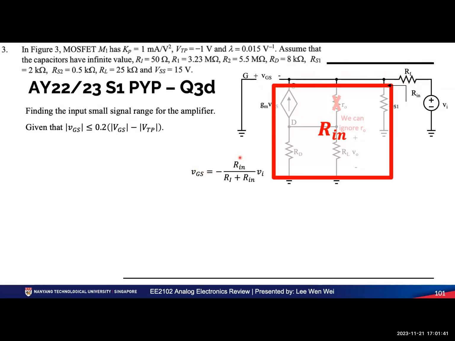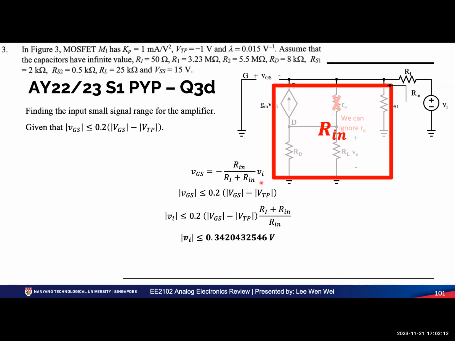VGS equals to negative Rin, and so on. We can just write the expression again, and then we multiply the ratio, right? So we can get Vi on the left side. And then here is the multiplied value, and we just substitute the things that we found inside. And that's it. Yeah, and that's all for this question.